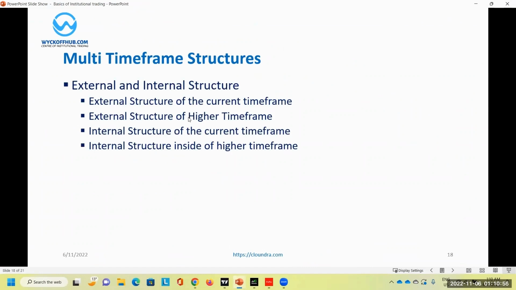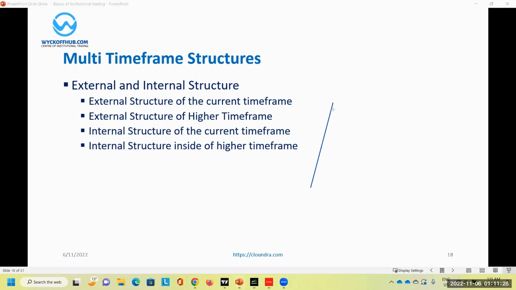Okay, next we've got the internal structure of the current time frame and the external structure of the higher time frame. I will just simply cover the external and the internal structure of the current time frame. The internal structure of the higher time frame and the lower time frame I will cover next time, because we are short of time here. So we need to break up the market structure into two videos. So let's just try to cover the internal structure.